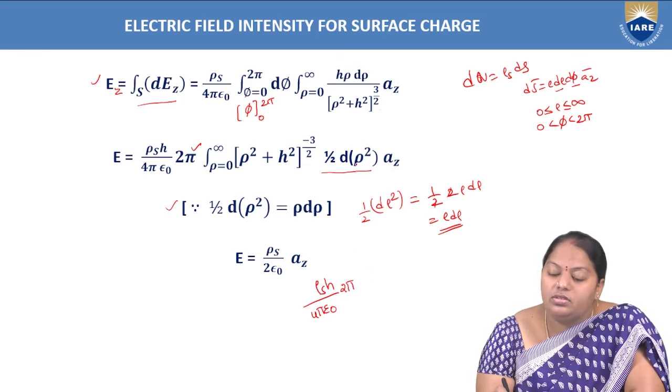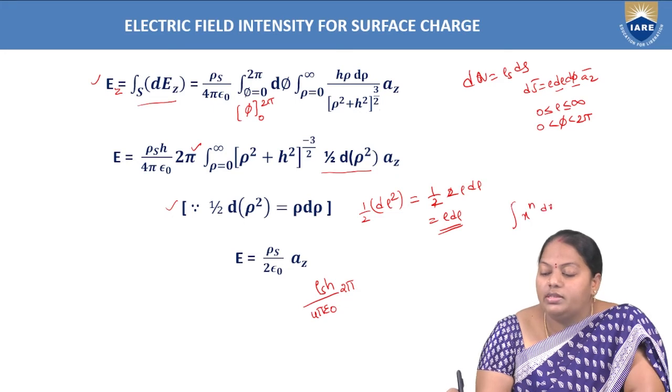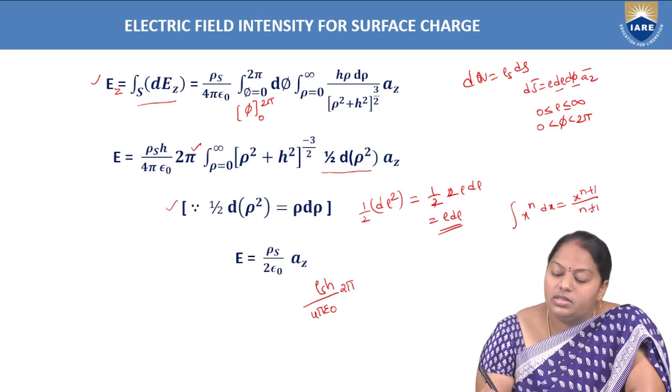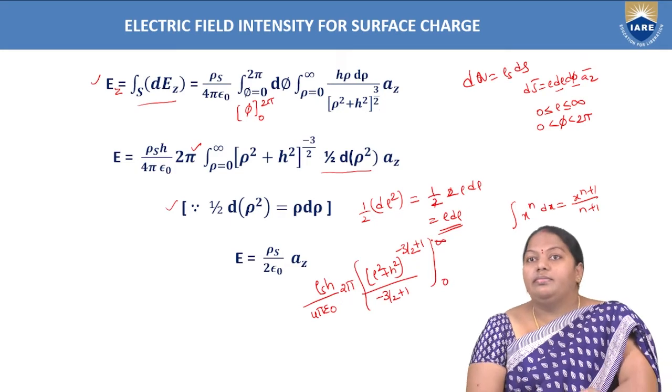So integrating with respect to rho square, the formula is the integral of x power n dx. Then what is the formula here? x power n plus 1 by n plus 1. Then substitute the limits. In a similar way here, (rho square plus h square) whole power minus 3 by 2 plus 1, by minus 3 by 2 plus 1. Then substitute limits as 0 to infinity.